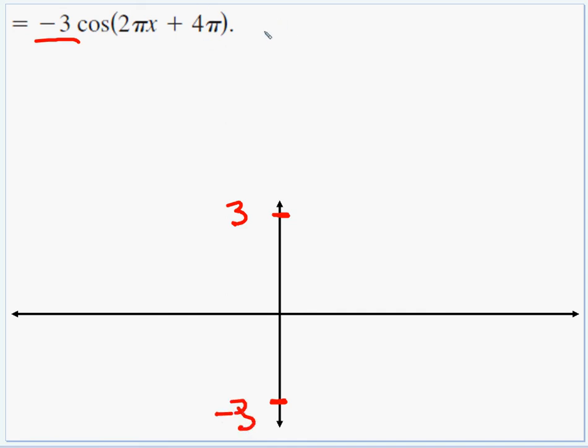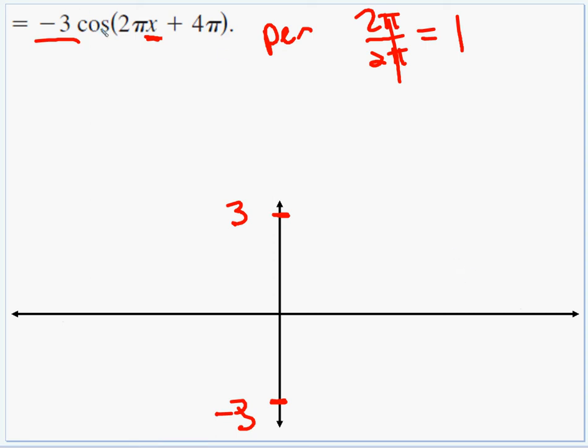Let's find the period. The period is 2 pi divided by the number in front of x. So here's our x. What's touching x? 2 pi. Look at that. 2 pi divided by itself is 1. Now, because the pi's canceled, when we scale our x-axis here, or our angle axis, it's going to have no pi's on it, just whole numbers.